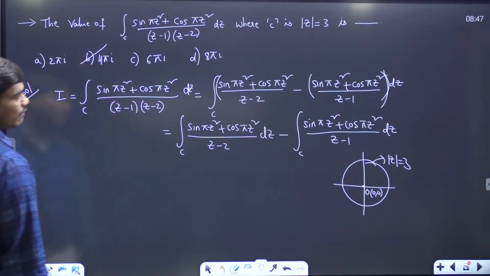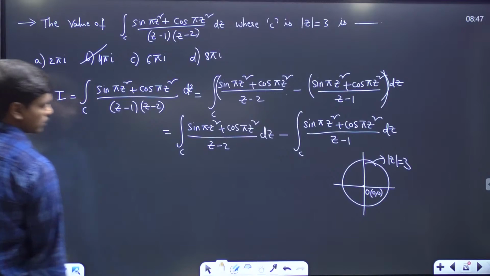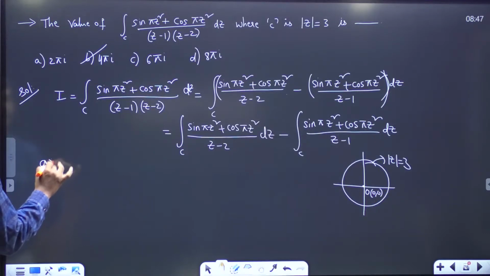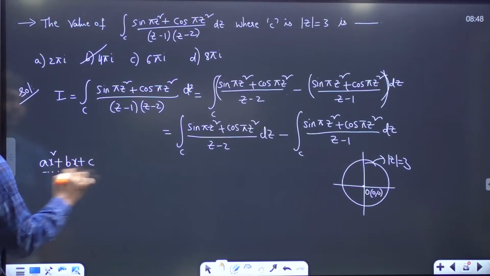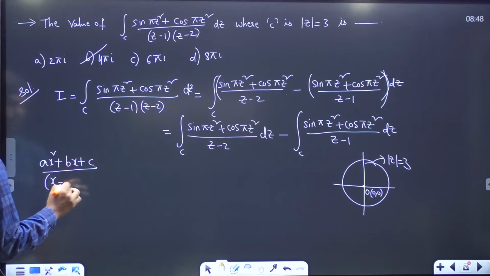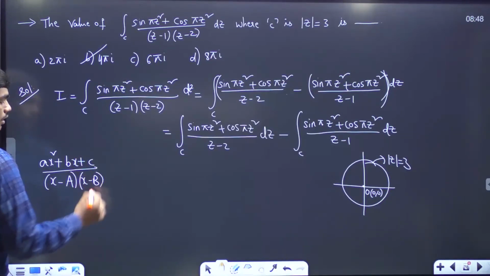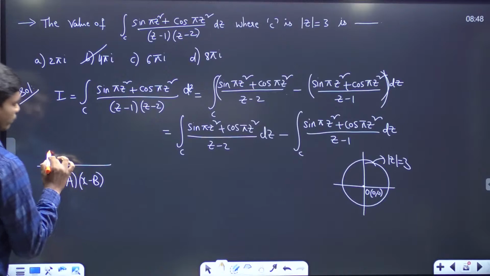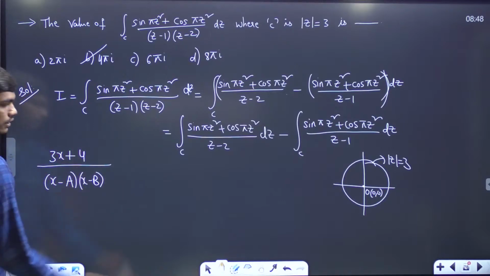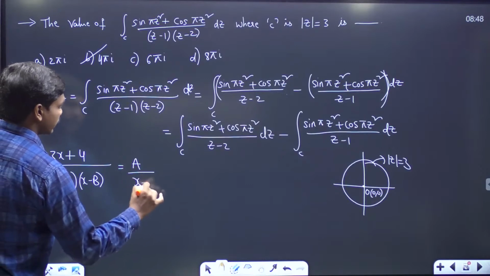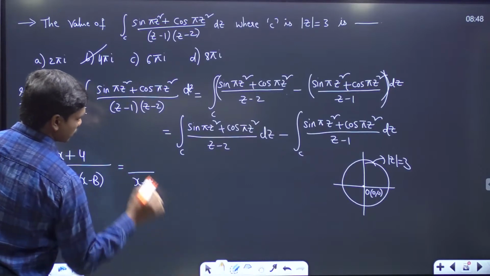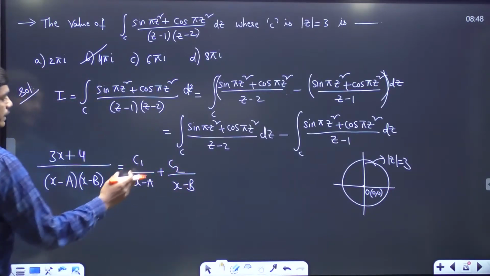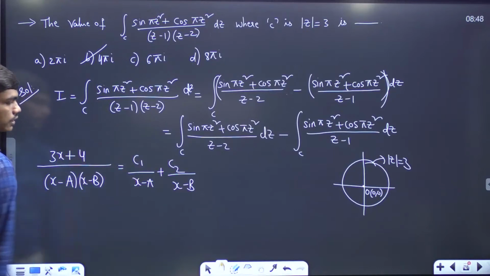Okay, how do I evaluate partial fractions? See here, suppose you have some function like (ax² + bx + c) divided by (x − a)(x − b), and let us suppose here you have some linear function for the time being, 3x + 4. You can always write this as c1/(x − a) plus c2/(x − b). Now if you take LCMs and compare the numerators, you will get the values of c1 and c2.